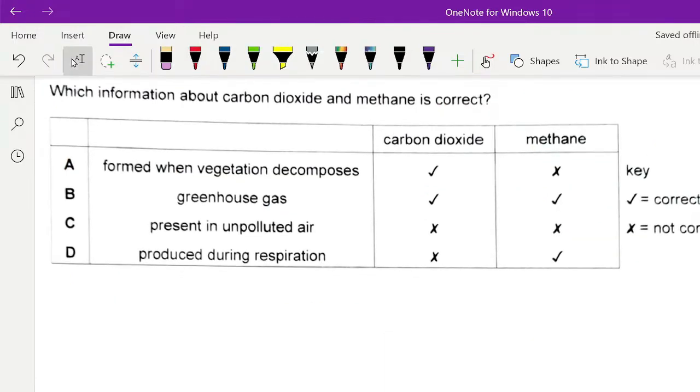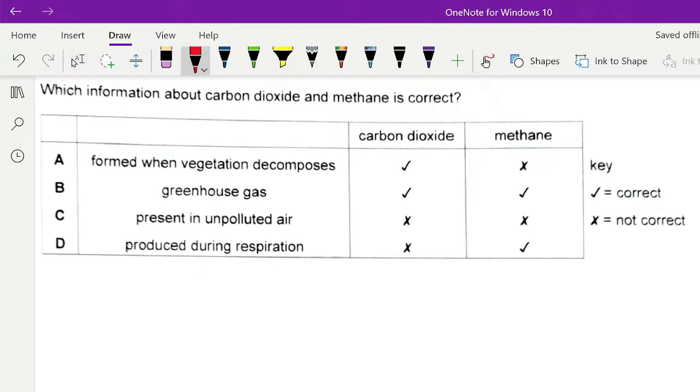Carbon dioxide and methane. Methane is formed when vegetation decomposes. Both are greenhouse gases present in unpolluted air. Carbon dioxide is present in unpolluted air, but methane isn't. Produced during respiration, carbon dioxide is produced, methane is not. So B is the answer.